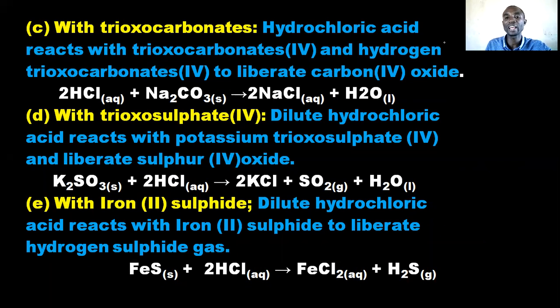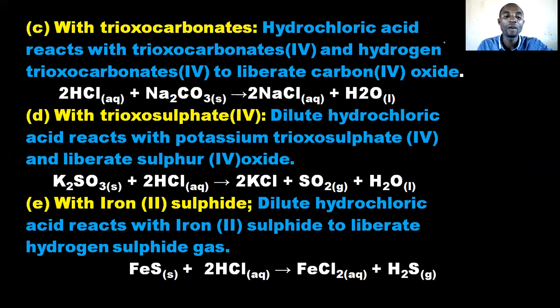Now, it can also react with trioxosulphate(IV). And when it does that, it will liberate sulfur(IV) oxide. If you react with trioxosulphate(IV), it will liberate sulfur(IV) oxide. As you can see, the reaction of potassium trioxosulphate(IV) with hydrochloric acid will form potassium chloride and sulfur(IV) oxide, then water will also be there.